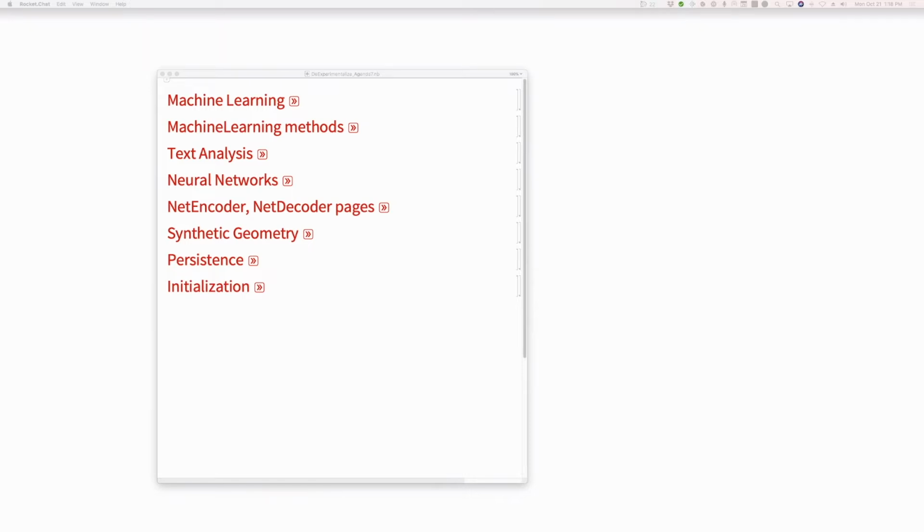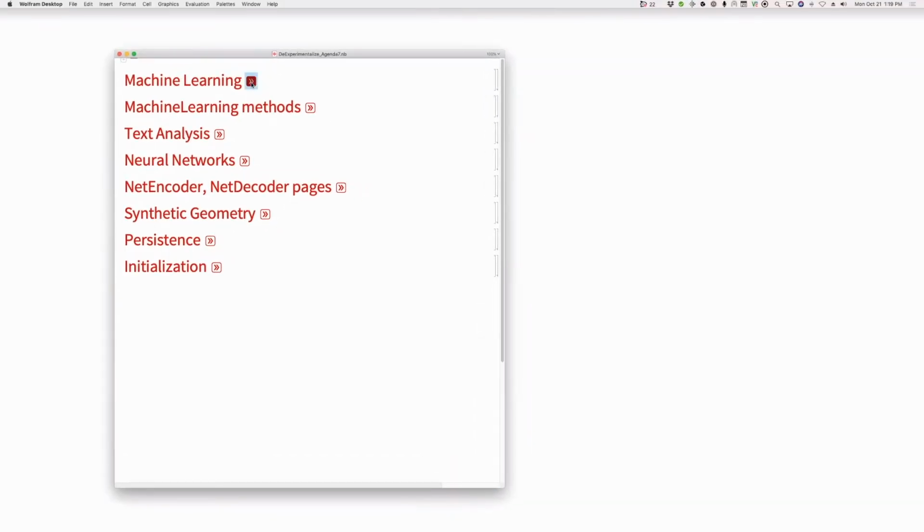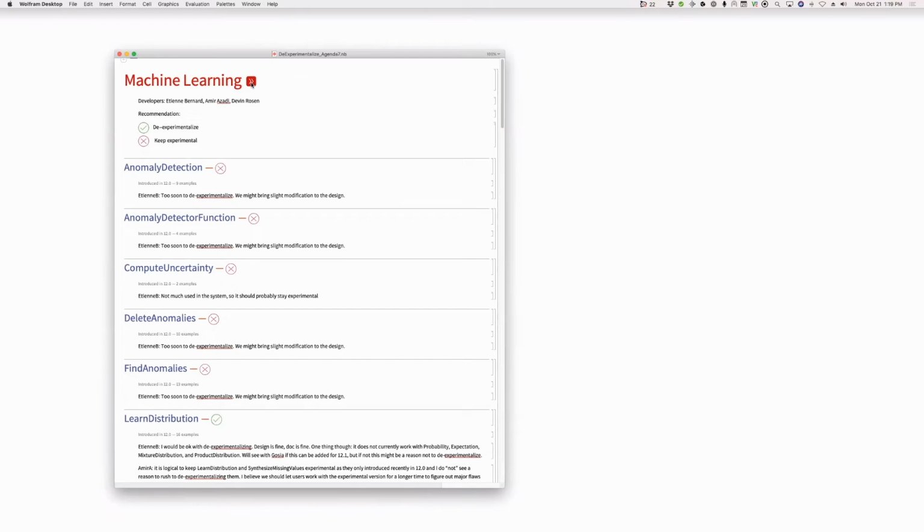Okay, for people who are joining this live stream, we are talking about experimental features in Wolfram Language which might become unexperimental in the future. So first up, machine learning.